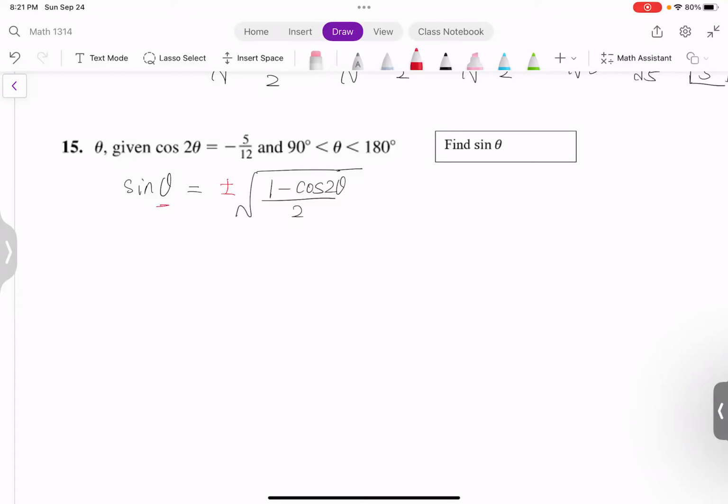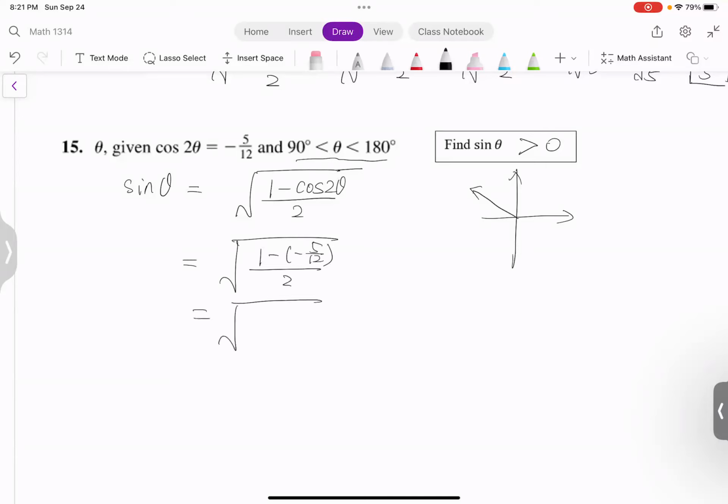It all depends on where theta is. So let's see from the given information. Theta is between 90 degrees and 180 degrees. Where is it? In the second quadrant. In the second quadrant, sine is positive. So I can only keep the positive solution. All right, let's continue to plug in the information. In the square root, we have 1 minus negative 5 over 12, all divided by 2. Let's continue to simplify.